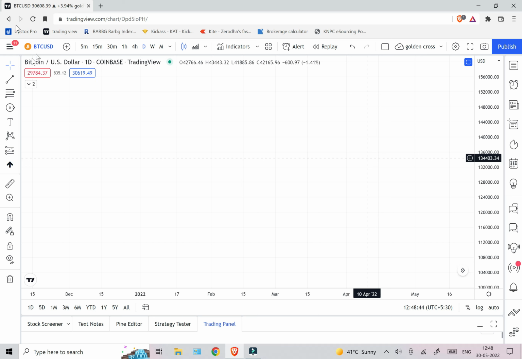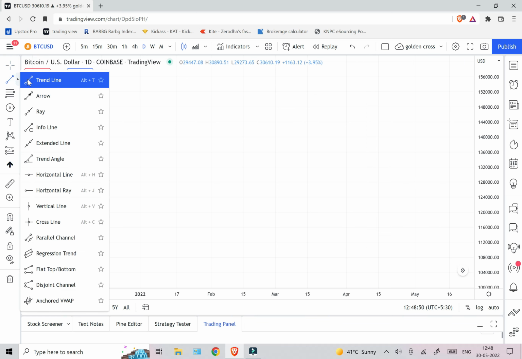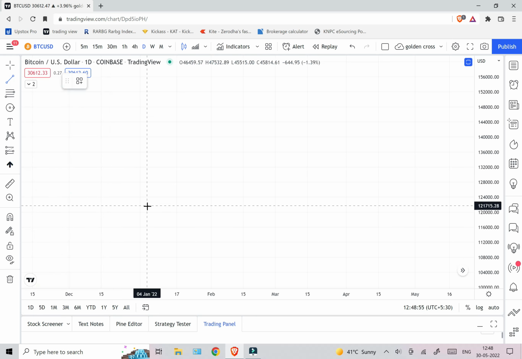Okay, so on the left hand side you can see this tool over here. Simply click it. You can see trend line. Click on it. To draw a trend line you will definitely need a minimum of 2 points. If you don't have 2 points, you cannot draw a trend line. Once you have identified the two lows or two highs in the chart, you can draw the trend line and wait for the confirmation on the third point to trade.